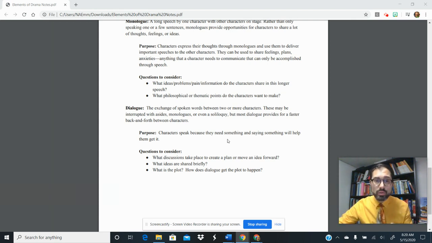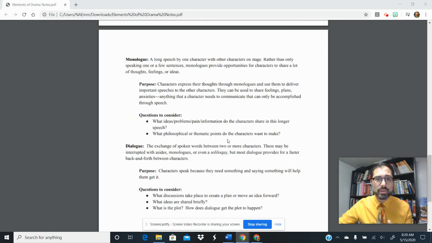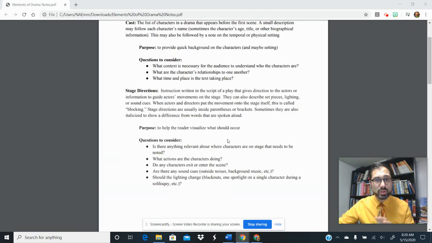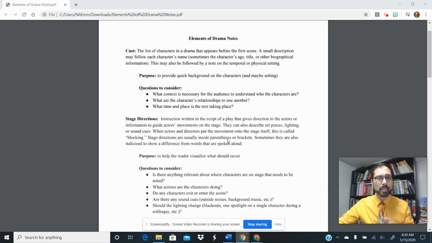So that is our quick overview. We recommend that you review these notes in more detail, especially as we start reading more drama. But these are the specific features and elements to keep in mind as we start reading some scripts.